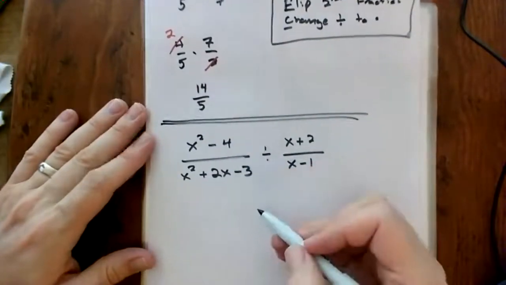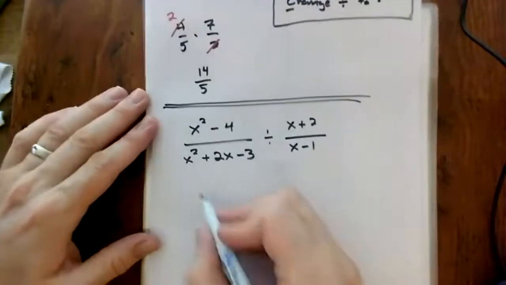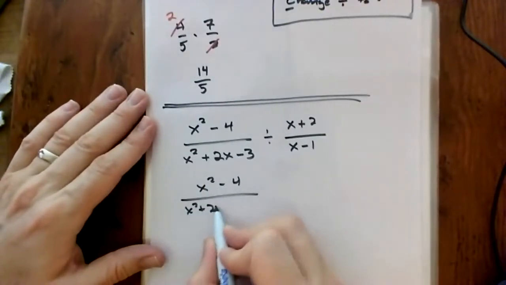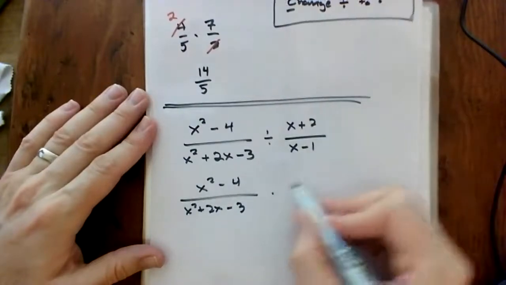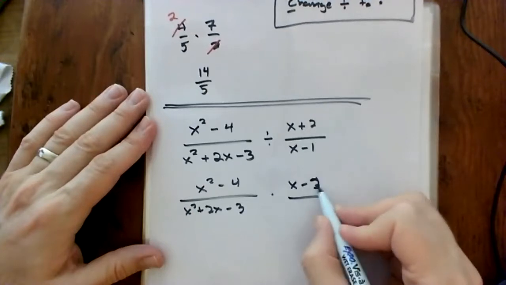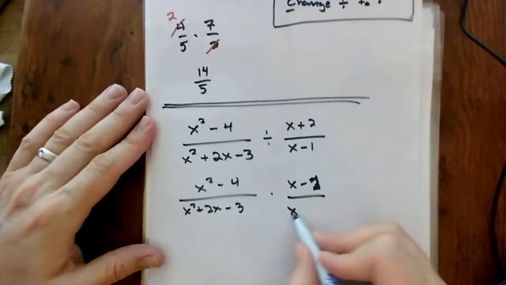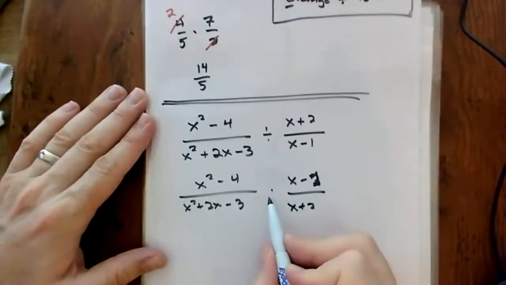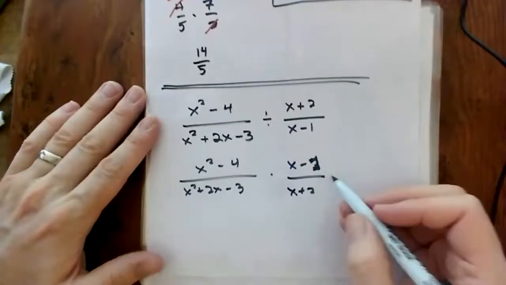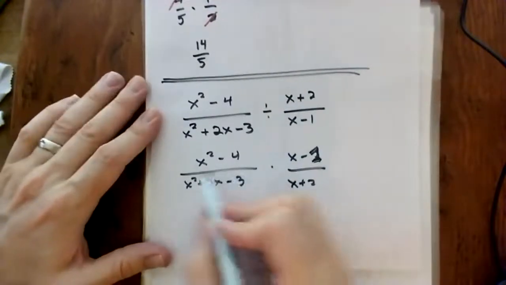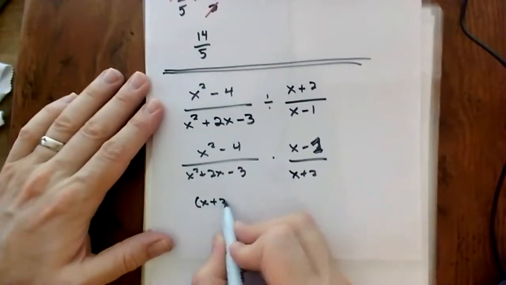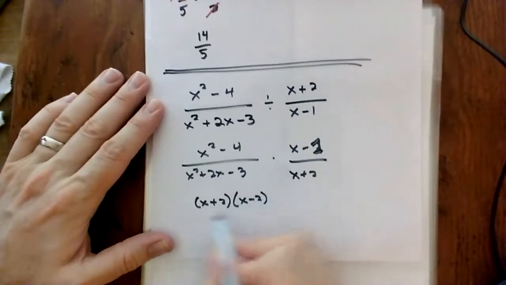So first things first, I'm going to keep this first fraction. I flip that second fraction. Oops, sorry, that's a minus 1. And then I change that to multiplication. Well, from here, it's pretty straightforward. I'm going to go ahead and factor. Difference of squares, that's just going to be x plus 2 times x minus 2.